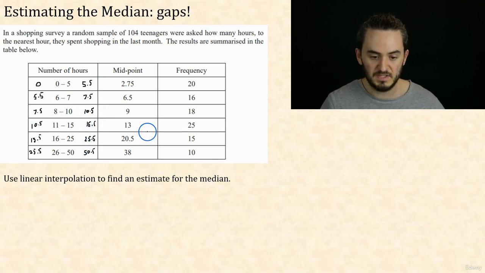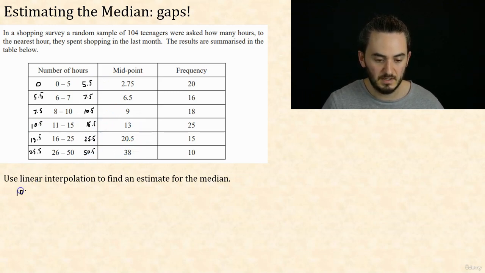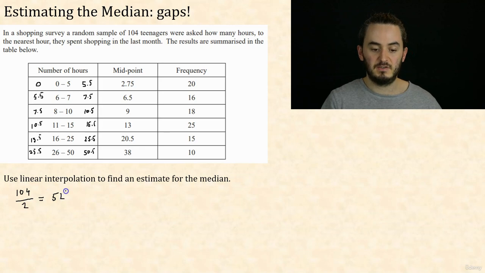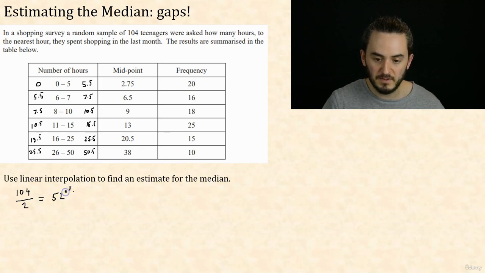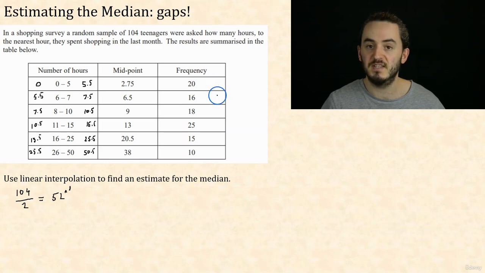All right, now we're in a position to use interpolation. So it's 104 teenagers and we want the median. So we're going to do 104 divided by 2. No need to do the 104 plus 1 if we're working with grouped data. So we're looking for the 52nd student. And how can we find them? Well, we're going to keep track of our cumulative frequency to see which class they're in.